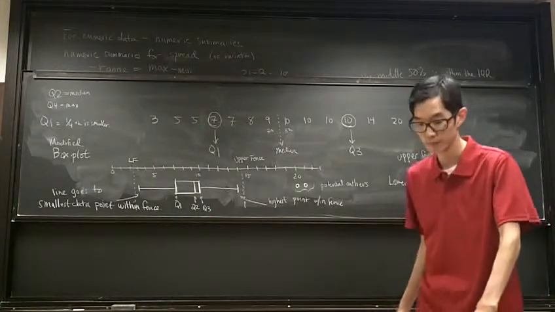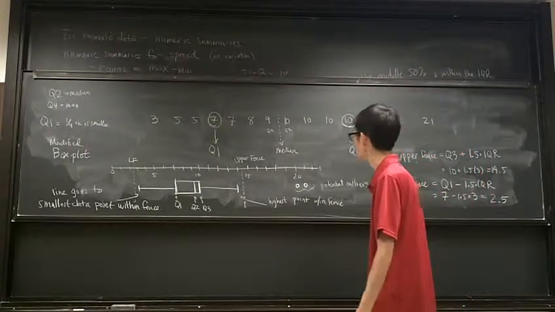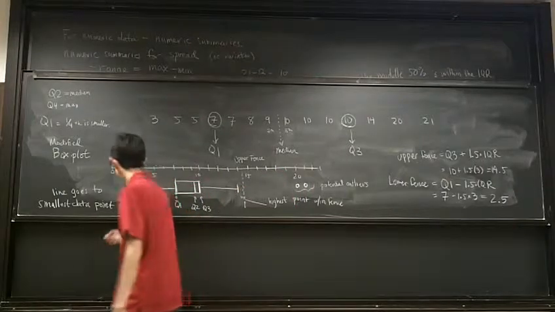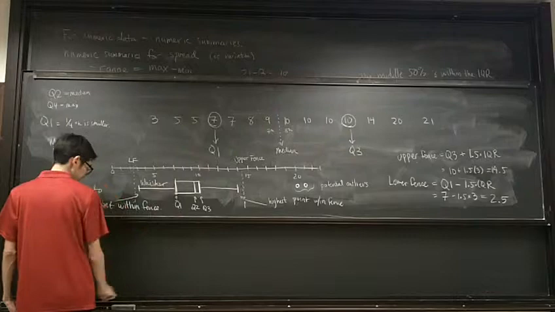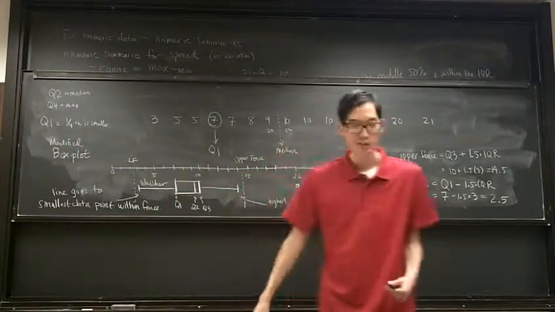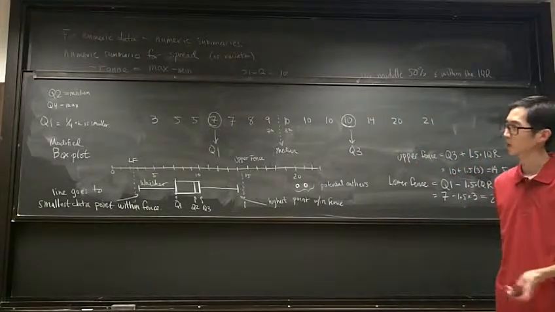What did you call that line where it started from the 3 and ended at the 14, in between the fences? They're known as whiskers. Sometimes it's called a box and whisker plot, depending on what textbook you read. But box plot.